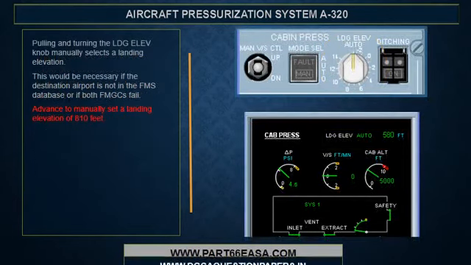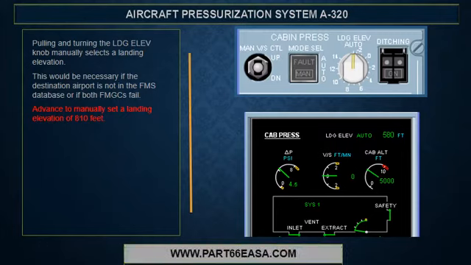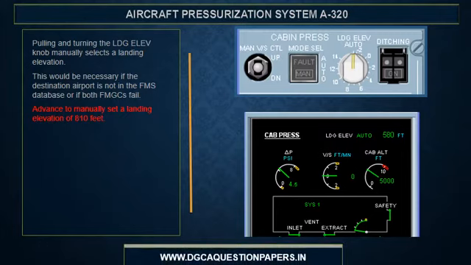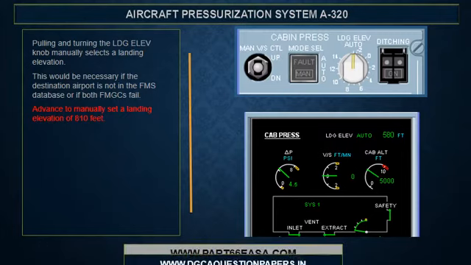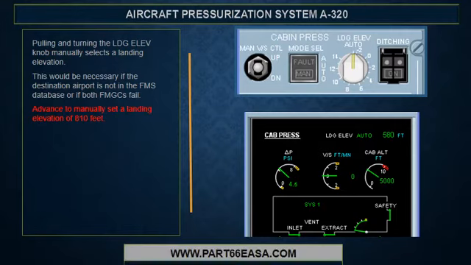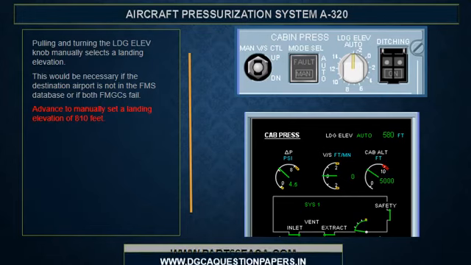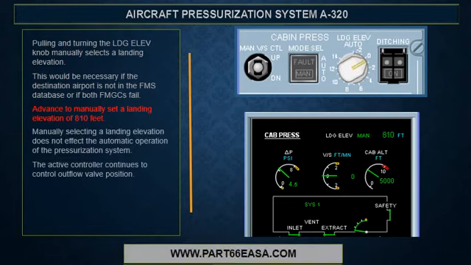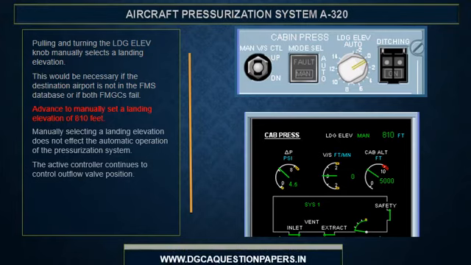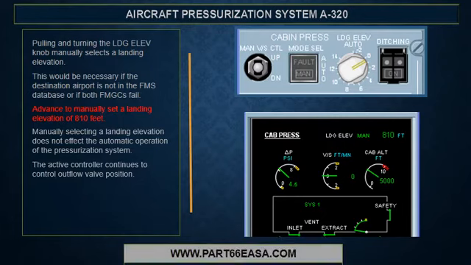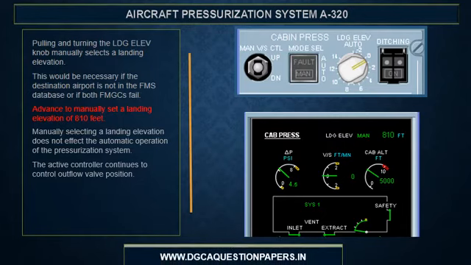Pulling and turning the LDG ELEV knob manually selects a landing elevation. This would be necessary if the destination airport is not in the FMS database or if both FMGCs fail. Advance to manually set a landing elevation of 810 feet. Manually selecting a landing elevation does not affect the automatic operation of the pressurization system. The active controller continues to control outflow valve position.